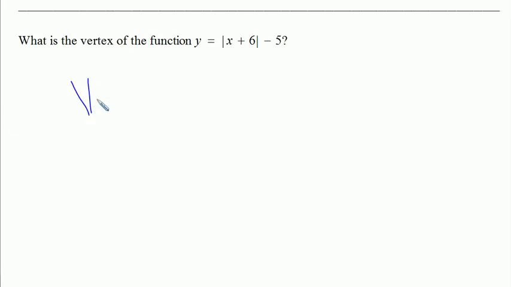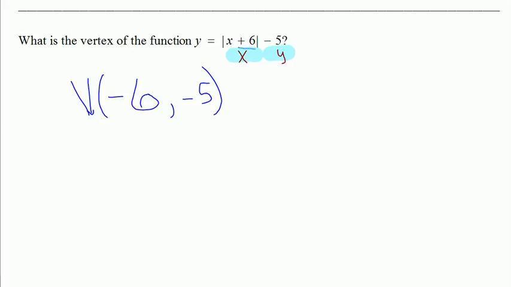The vertex is at -6. Notice we always take the opposite of this value, -6 comma -5. We take exactly that value. So the x value of the vertex comes from what we see in there, and the y value comes from what we see out here. Just as a reminder, the x value comes from the opposite of what we see in there, and the y value comes from what we see out there.